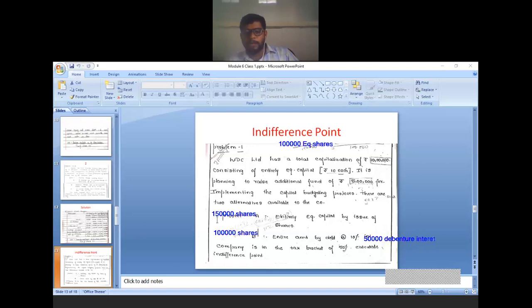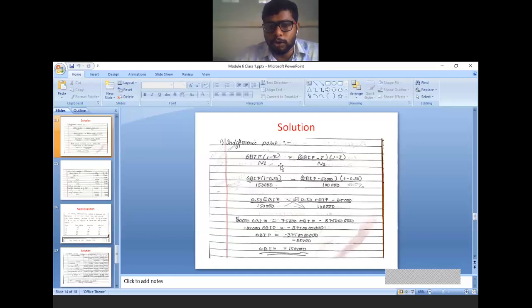So plan 1, 1,50,000 equity shares. Plan 2, 1 lakh equity shares, and 50,000 is the debenture interest. The tax bracket is 50%, so the tax rate is 50%. Calculate the indifference point. Yeah, go to the solution part. This is the indifference point formula. Everyone note down the formula. This is the formula.